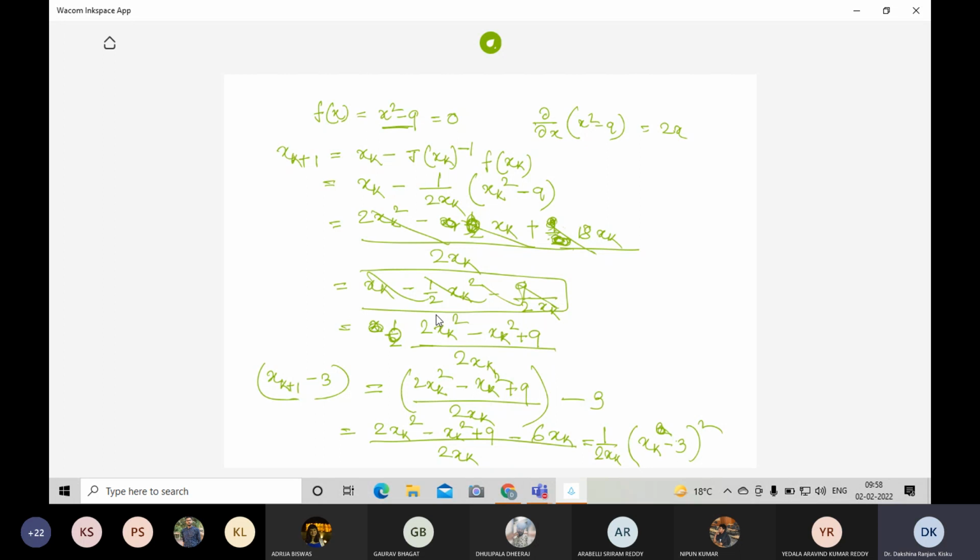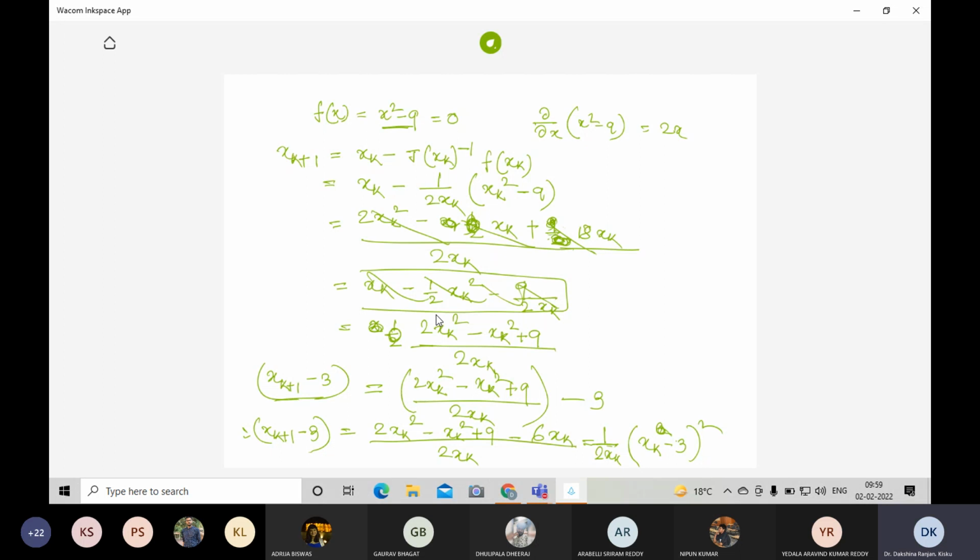So from this equation, other values can be determined. One value would be 3. What would be the other value? We can get another value from this equation. So finally we get xk plus 1 minus 3 equals half of 1 by xk, multiplied with (xk minus 3) square.